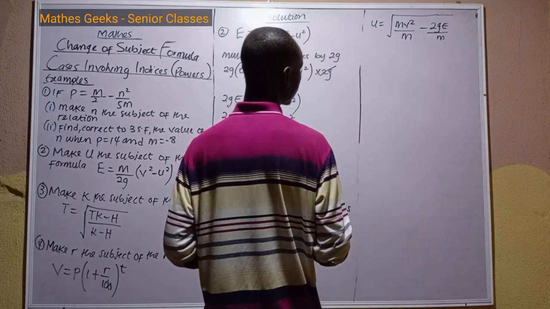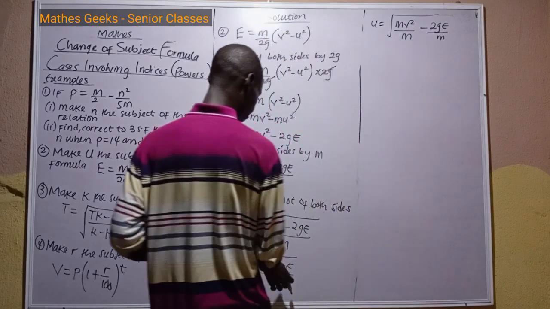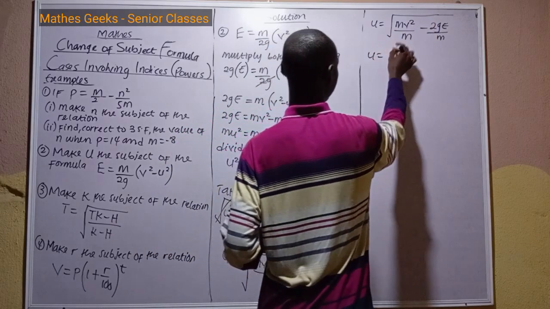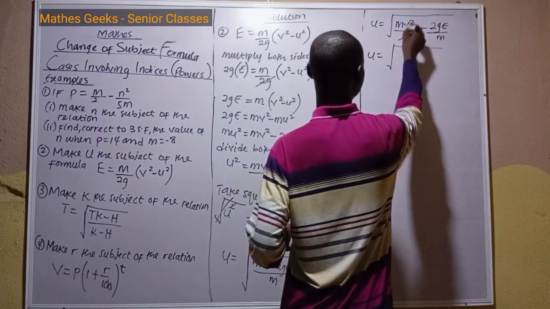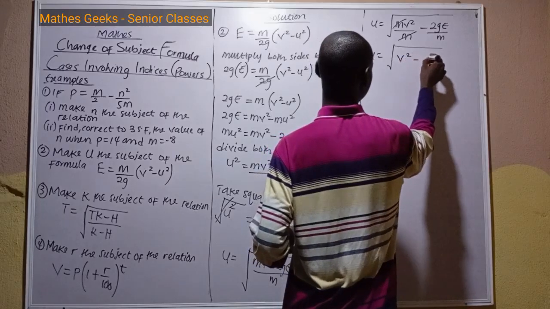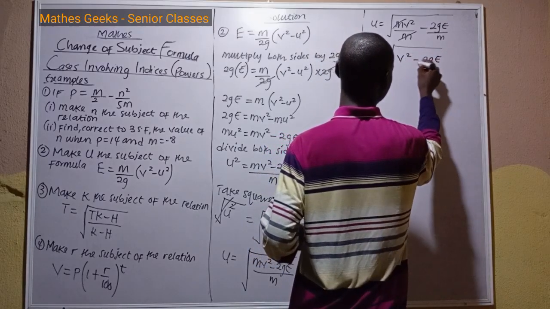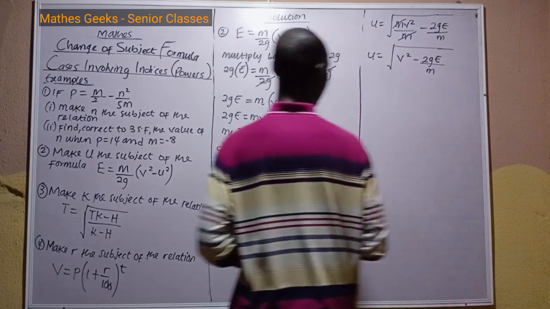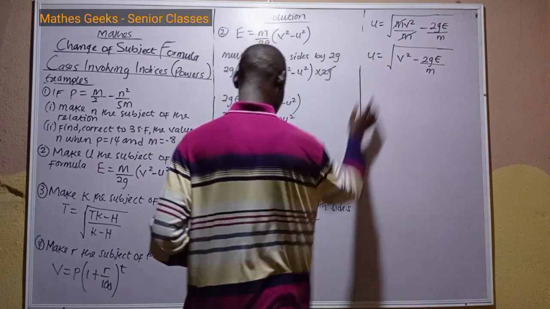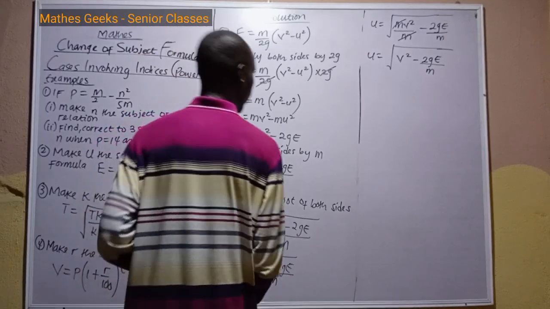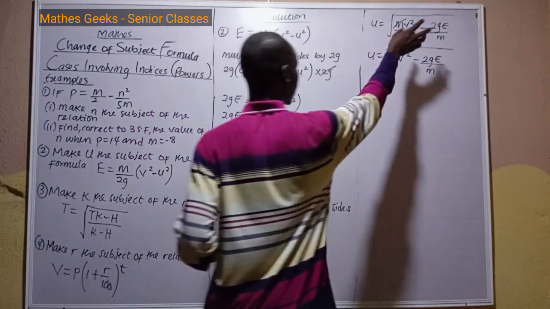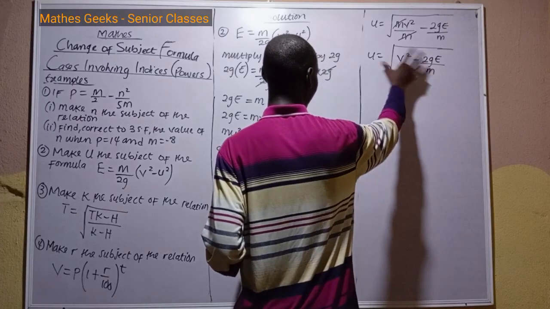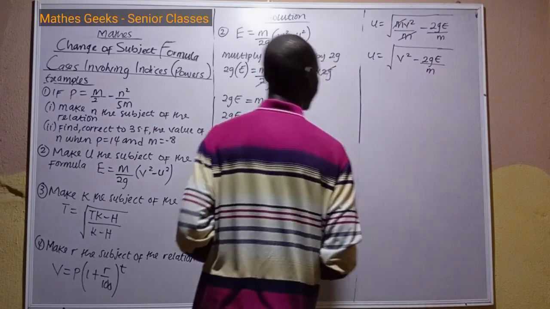Okay, so this part is equal to what you have here. So u is equal to the square root of mv squared minus 2gE over m. So either this or this is correct, any of them. What I did was just simplify it further to get to this point. So at this level, it cannot be simplified any further.